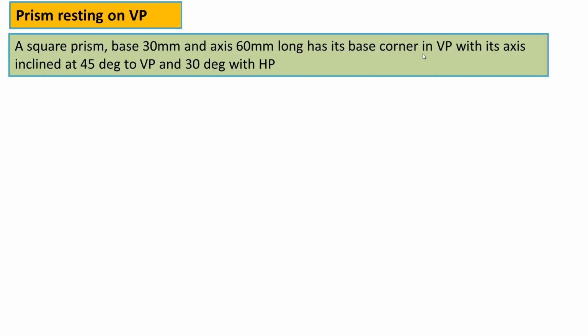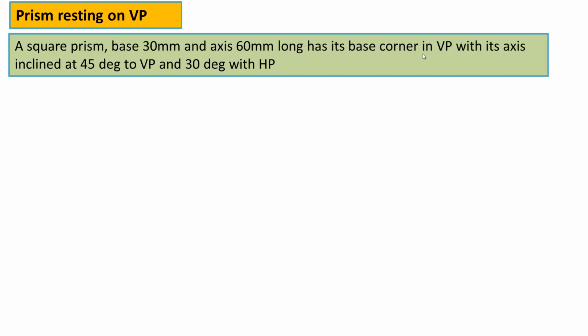to the VP. So this is the inclination with the vertical plane, and the axis is inclined at 30 degree with the horizontal plane. So here you can observe the difference between the last problem and this problem is, for the axis both the inclinations are given.